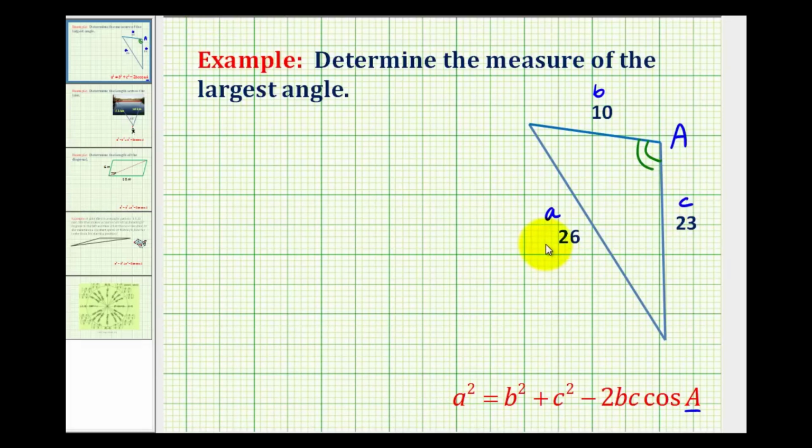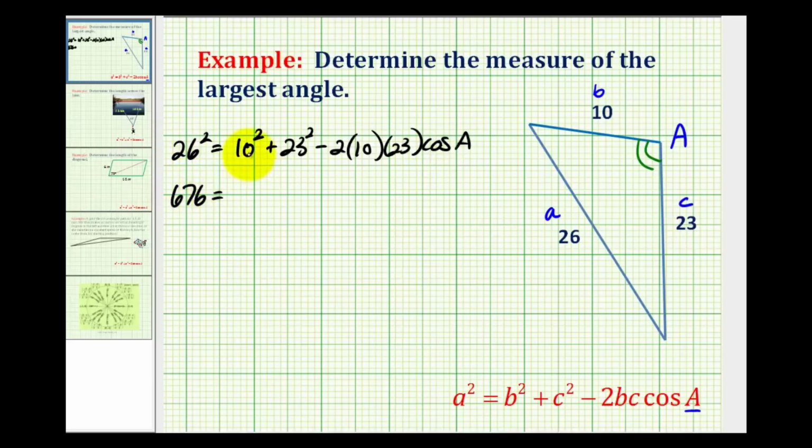So we're going to have A squared, or 26 squared, equals B squared plus C squared, or 10 squared, plus 23 squared, minus 2 times B times C times the cosine of angle A. So now we'll simplify this and then solve for cosine A. 26 squared is 676, 10 squared is 100, 23 squared is equal to 529. Here we're going to have minus 2 times 10 times 23. That's going to be 460 times cosine A.